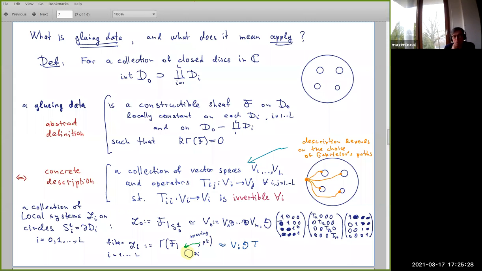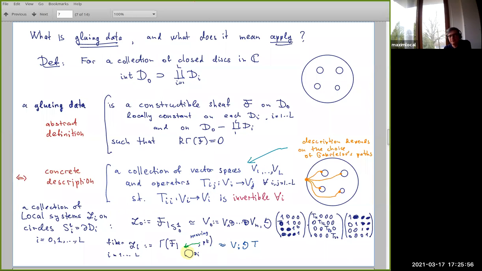Suppose I have a collection of closed disks in the complex plane, this variable z, if you like, such that the bigger disk D0 contains, strictly in its interior, a disjoint union of all the other disks. So disks D1 to DL do not touch each other and do not touch the boundary of D0. What is the gluing data associated with this situation?